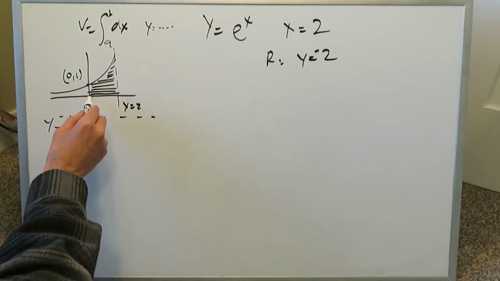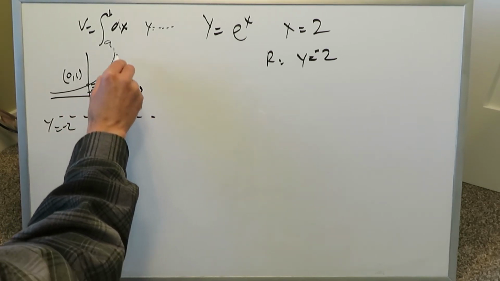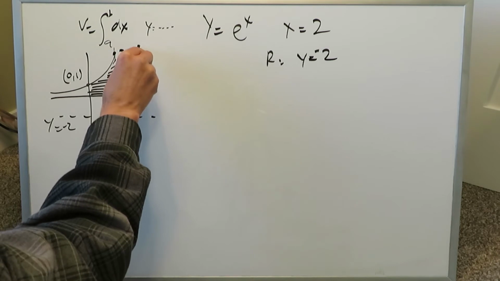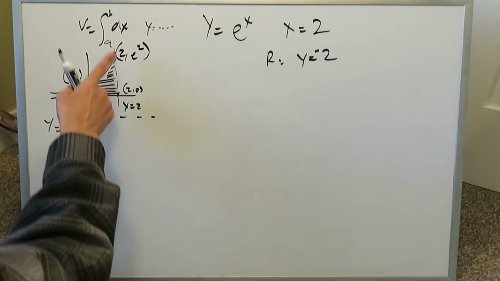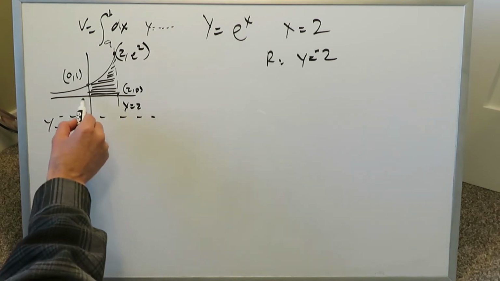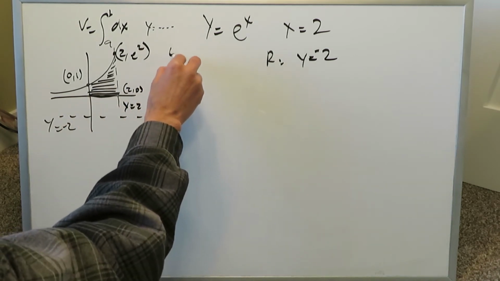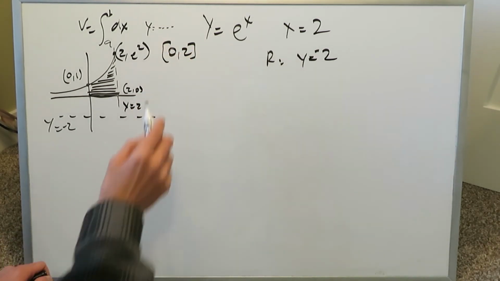This is 0 comma 1, this is 0 comma 0, this right here is 2 comma 0, and this here will be what? 2 comma e squared, right? You'll just put the value 2 into your function e to the x, it's 2 comma e squared. What's my interval? You're looking here along the x-axis dimension. This right here is my interval. My interval is going to be 0 to 2 along the x-axis.